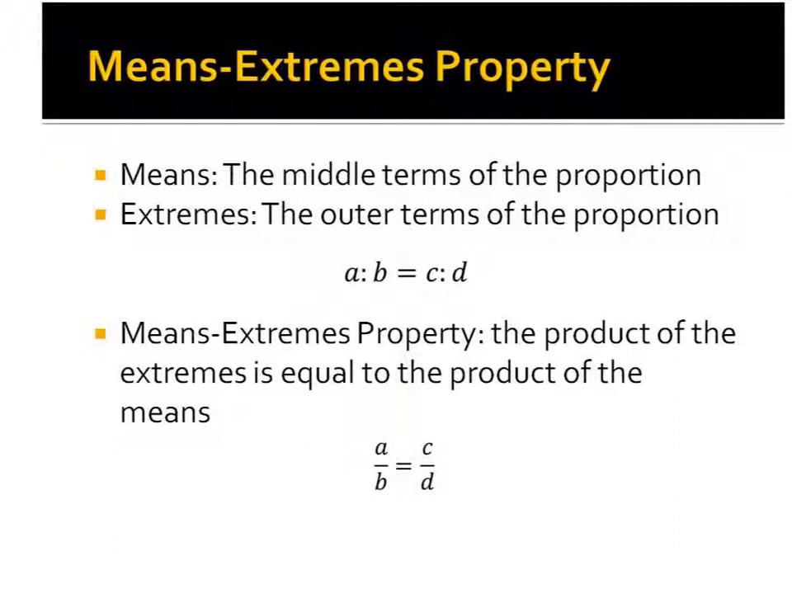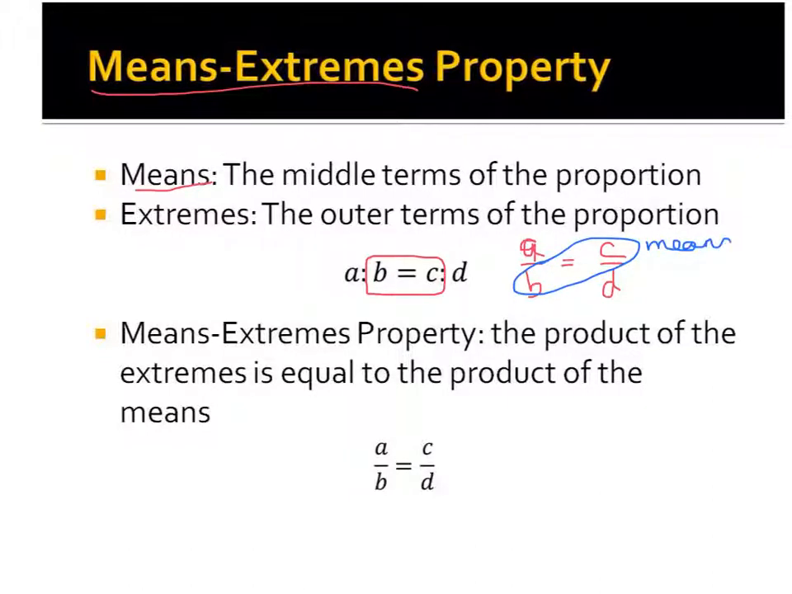We have what's called the means extremes property. First of all, if you write A over B equals C over D, the two numbers B and C, the middle two, those are the means. And the extremes are the outer two, so A and D are the extremes.